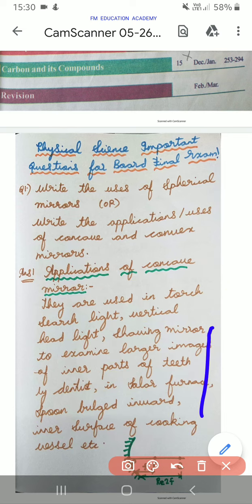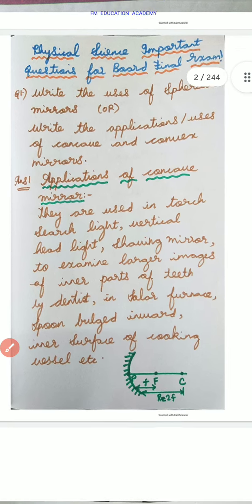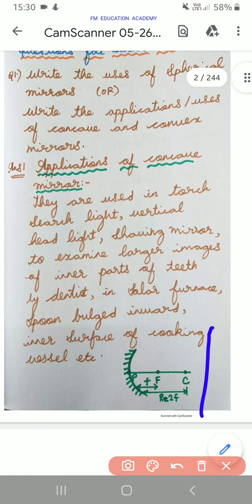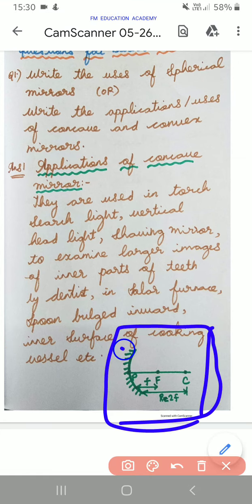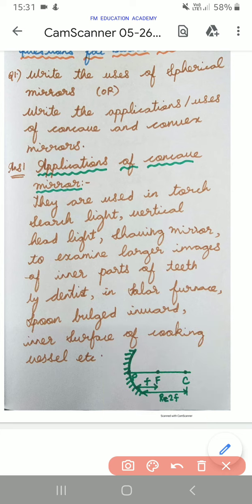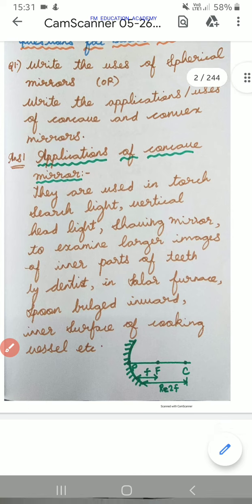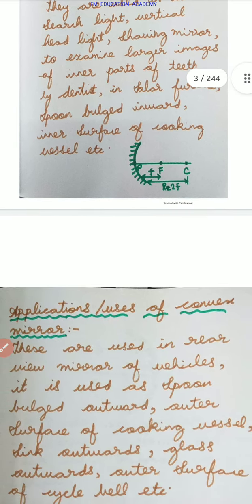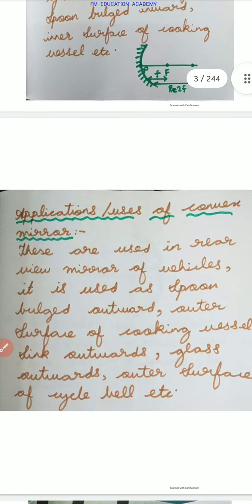Now you should also know how a concave mirror looks like, right? This is how a concave mirror looks like. It is shaded on the outward side. This is pole P, F and C. The distance between P and F is the focal length, small f, and the distance between P and C is 2f, which is also called the radius of curvature. Next, uses. I'm covering all the uses, so learn very nicely. Any of them can come in the exam tomorrow.